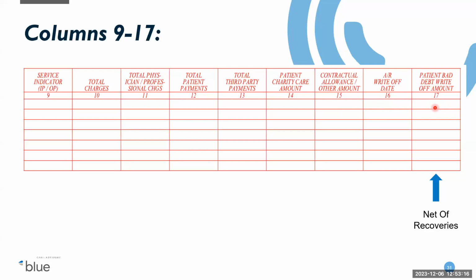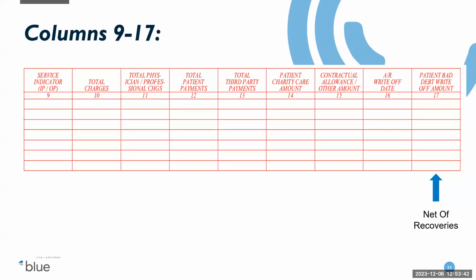So the write-off date is that date of AR to bad debt. It's not the same write-off date as what you would think of for a Medicare bad debt, where it has to come back from collections and all those things. It is that AR to bad debt date that is the write-off date we're utilizing. And then column 17, that is the number that will tie to what goes on the cost report. That'll go up to the header.